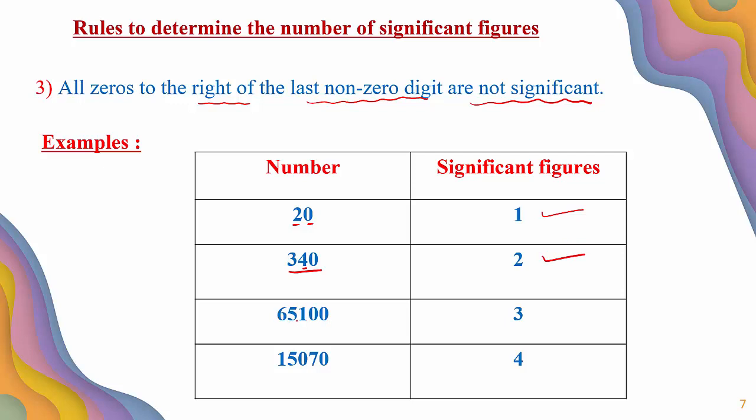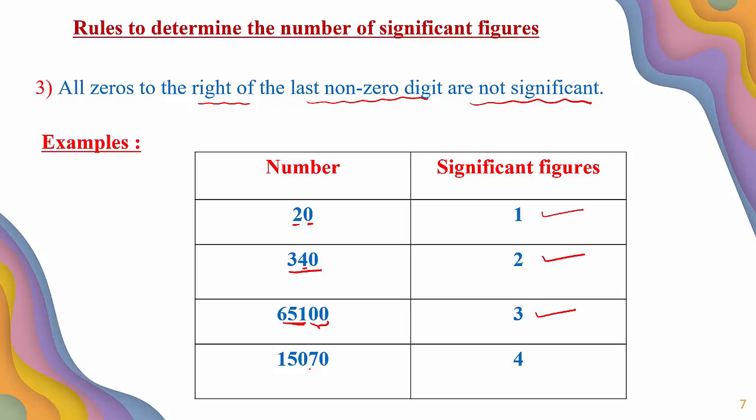In the third example, the number is 65100. These two zeros are on the right side of the last non-zero digit. So only the first three numbers we have to consider. 1, 2, 3. So totally there are 3 significant figures.